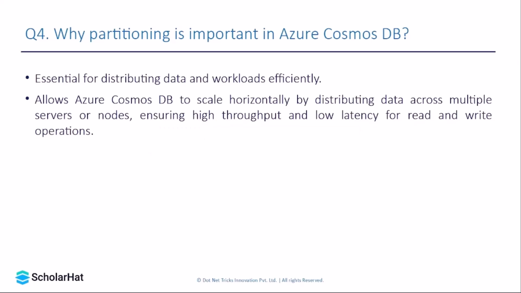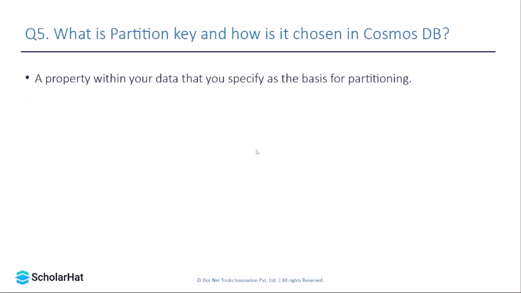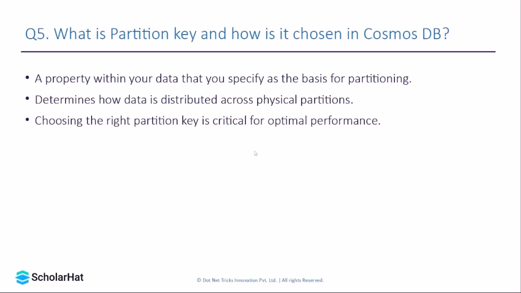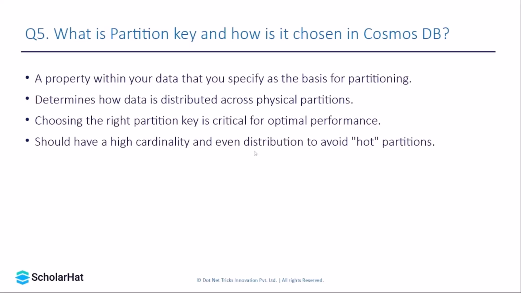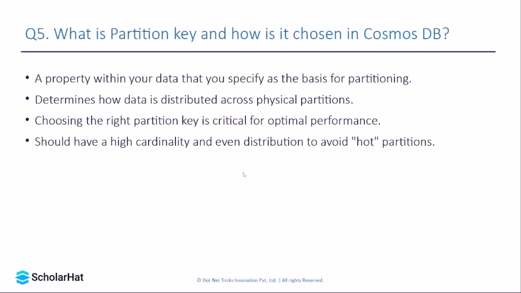Now let's move to our next question, that is, what is a partition key and how is it chosen in Cosmos DB? A partition key basically is a property within the data set that we specify on the basis of partitioning. It determines how data is distributed across physical partitions, and choosing the right partition key is critical for optimal performance of an application. We should have the partition key divided in such a way that it avoids hot partitions. So what exactly do we mean by this and how is a partition key chosen?